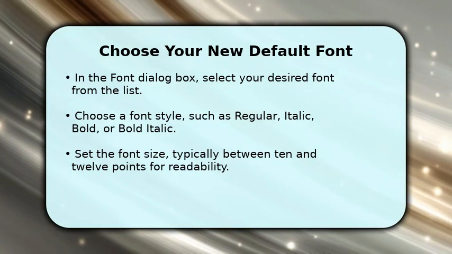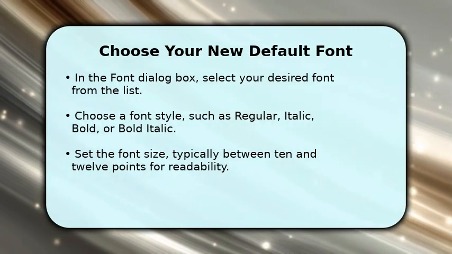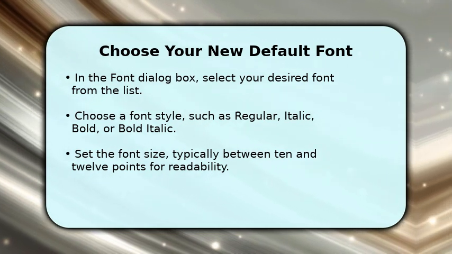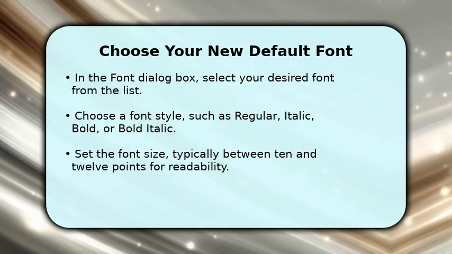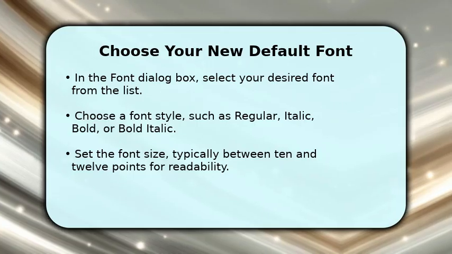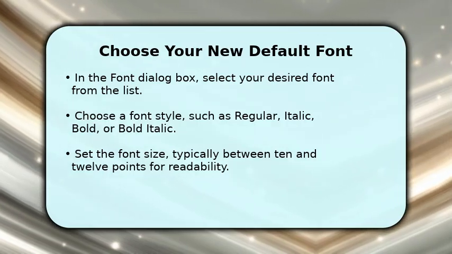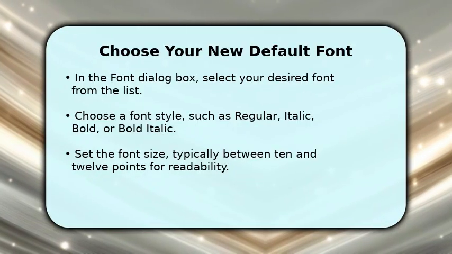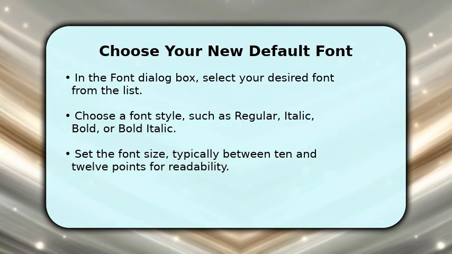Now that the font dialog box is open, it's time to pick your new default. Browse through the font list and select your preferred typeface. Next, choose a font style like regular, italic, or bold. Finally, set your desired font size. A common choice is 11 points for most documents. These selections will define the new look of your text.